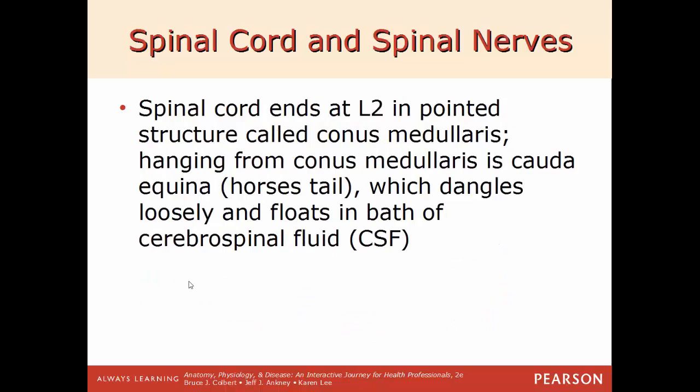Now, the spinal cord ends at L2 in a very pointy structure called the conus medullaris. And hanging from this structure is something called the cauda equina. It's called that because it looks like the tail of a horse. Instead of having the actual tube of the spinal cord, you have individual neurons basically just hanging there. It looks like the hair from a horse's tail. That's why it's called the cauda equina, or horse's tail. This will just dangle loosely and float around in a bath of cerebrospinal fluid.